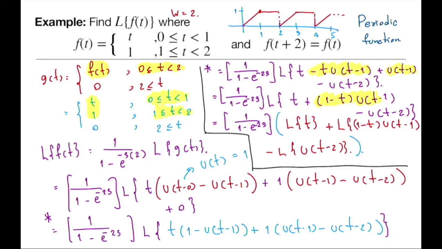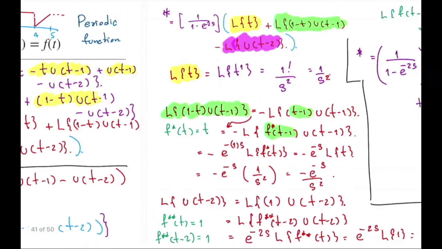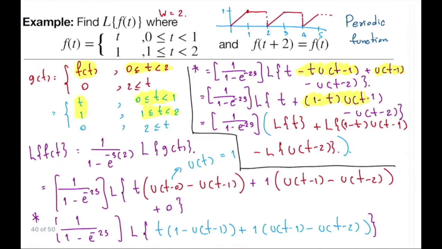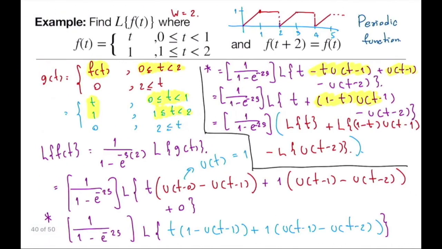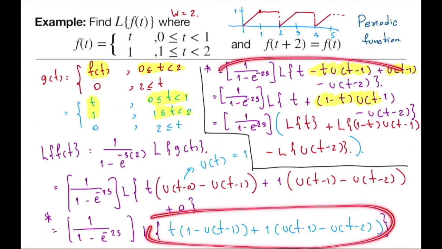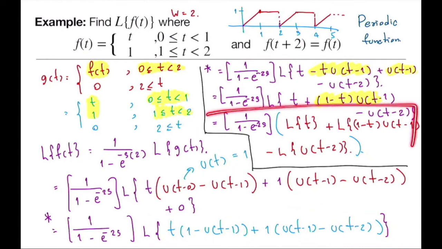You need to know that u of t is always 1. u of t is the same as u of t minus 0, which means it's always 1. I explained that in the previous video. So here I just copy this, rearrange the terms, and I came up with this expression.